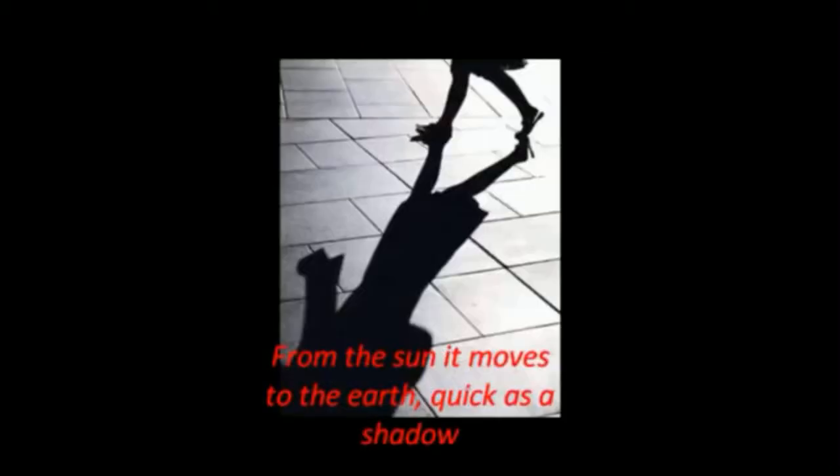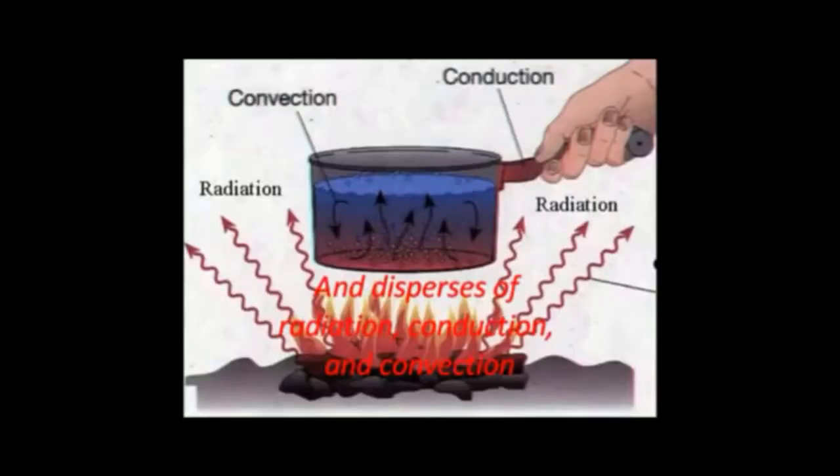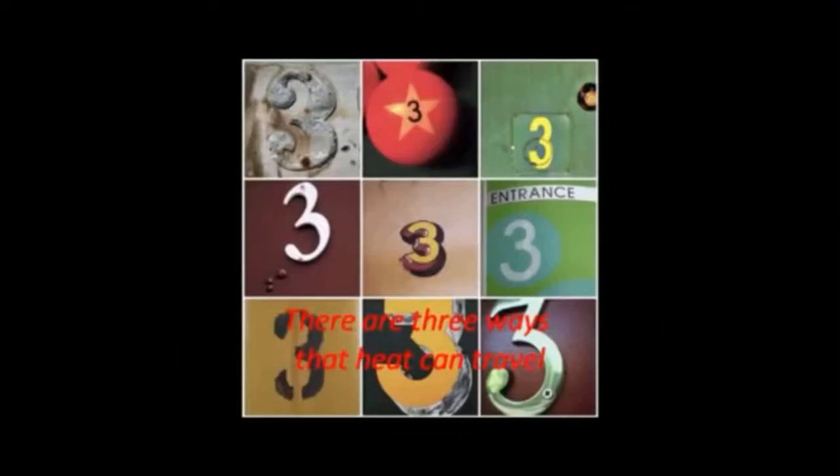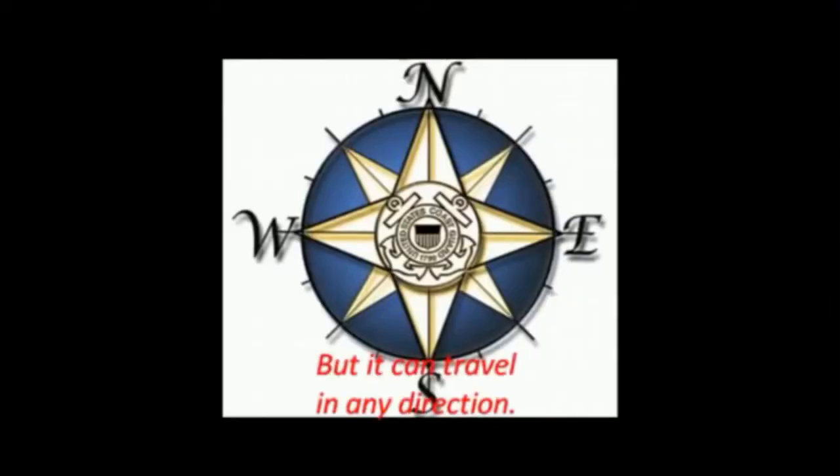Sun, it moves to the earth quick as a shadow and disperses in radiation, conduction, and convection. There are three ways that heat can travel, but it can travel in any direction.